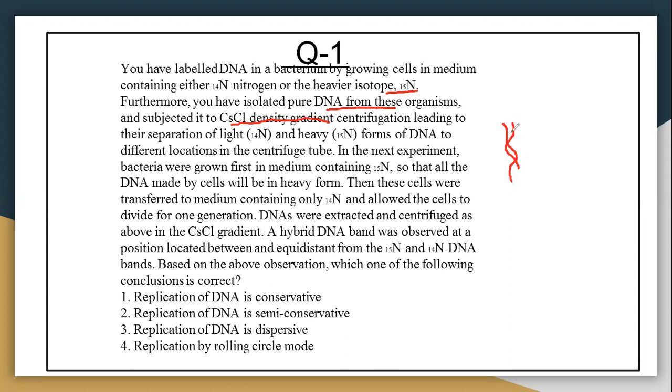First of all, two types of nitrogen are used. One is N14, that is the lighter isotope of nitrogen. Another is N15, the heavier isotope of nitrogen, right? N14 is the lighter nitrogen isotope and N15 is the heavier. These are not radioactive, it is based on density, as N15 has a greater density, on the basis of cesium chloride density gradient centrifugation.